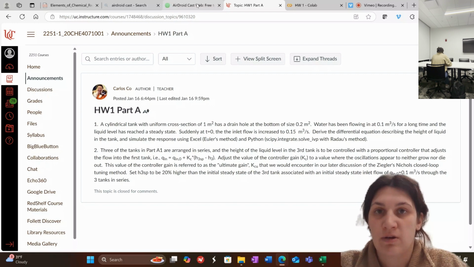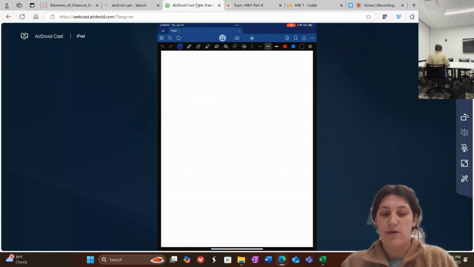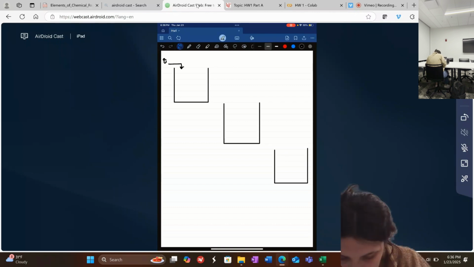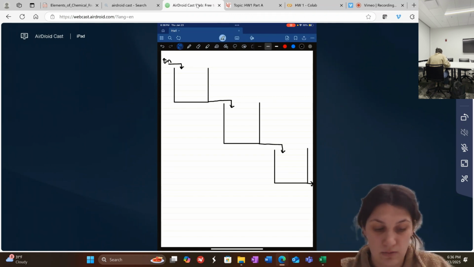So again, we are going to draw this scenario to better understand it. So the prompt says that we have 3 tanks all in series, where we have some flow in, and the outlet of tank 1 goes into tank 2, the outlet of tank 2 goes into tank 3, and then there's a final outlet of tank 3.